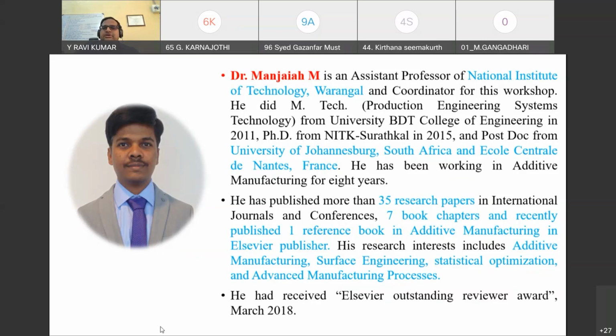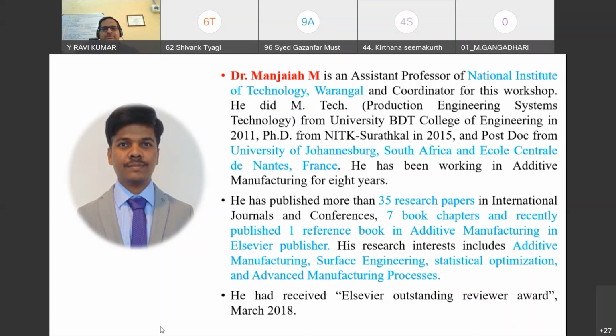We have now the speaker, my colleague and the coordinator of this FTP, Dr. Manjaiah. He is the assistant professor, Department of Mechanical Engineering at NIT Warangal, and also the coordinator, as I mentioned. And coming to his education, he did M.Tech from BDT College of Engineering with the specialization Production Engineering Systems Technology in 2011, and PhD from NIT Surathkal 2015, and postdoctoral from University of Johannesburg, South Africa, and Ecole Centrale, that is from France.